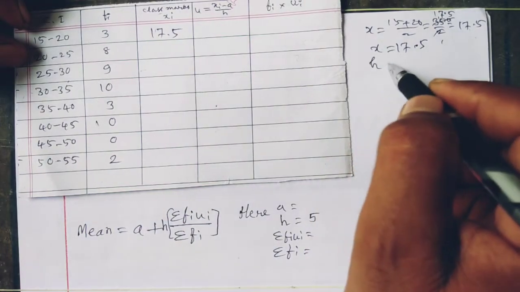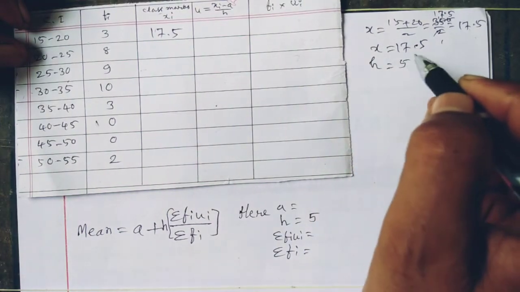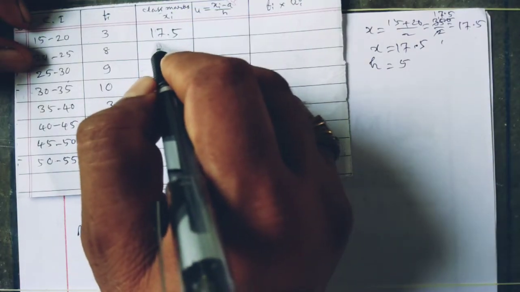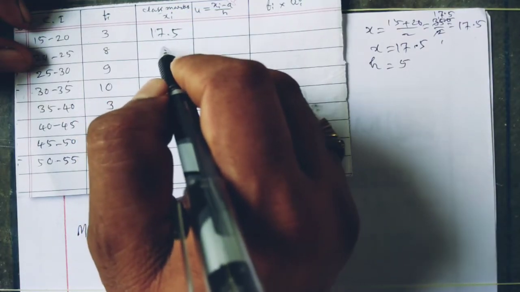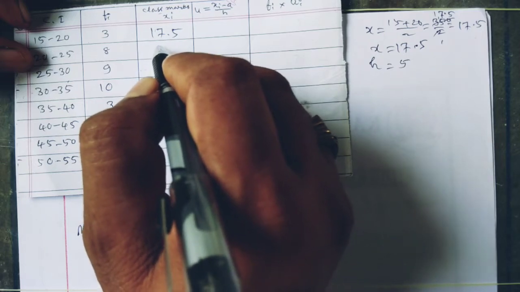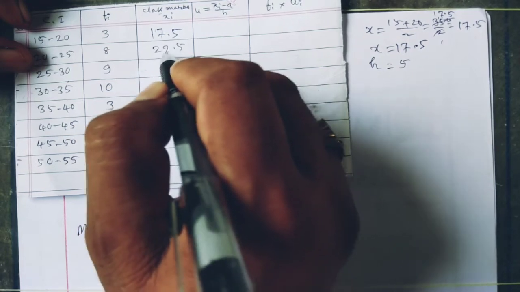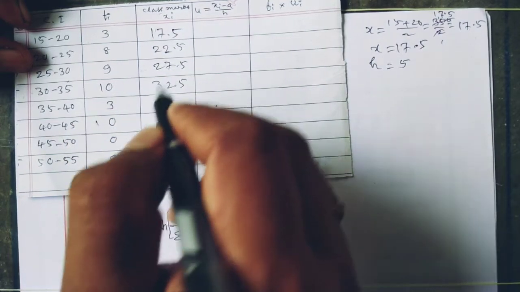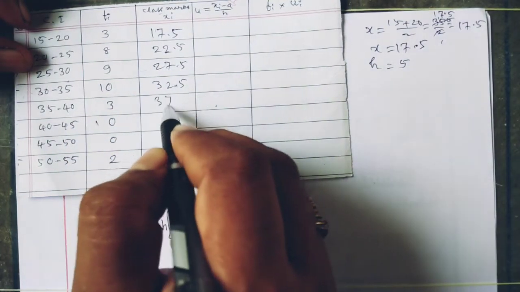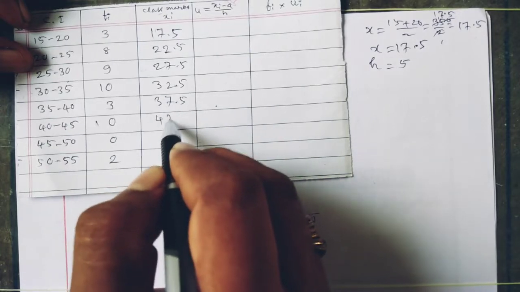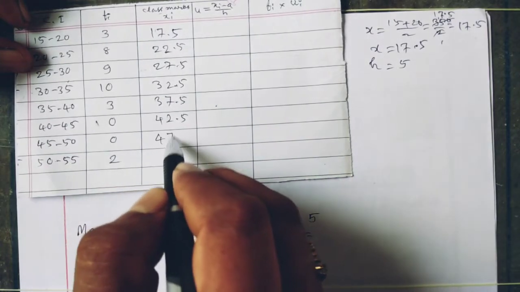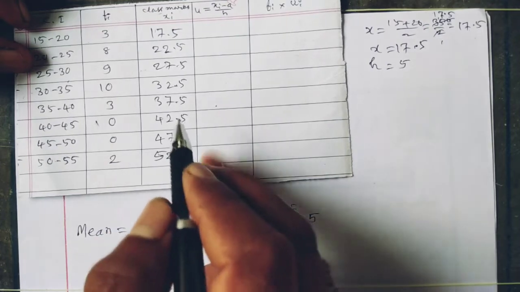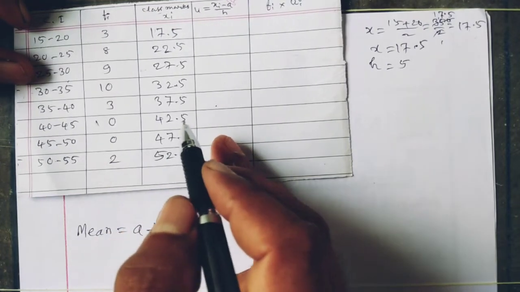Adding this class height of 5, we can find the next class marks. 17.5 plus 5, 22.5, 27.5, 32.5, 37.5, 42.5, 47.5, 52.5. So these are the class marks.